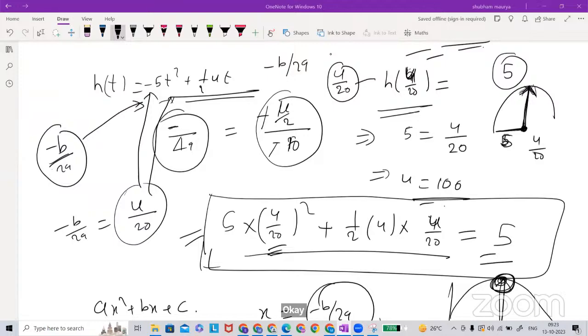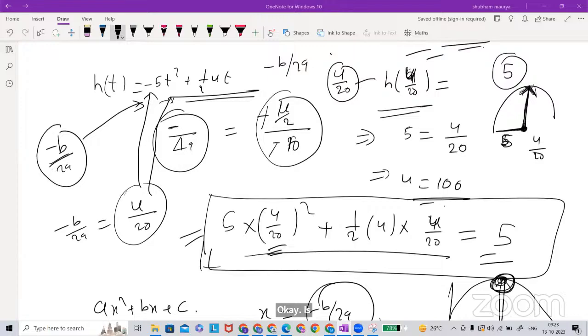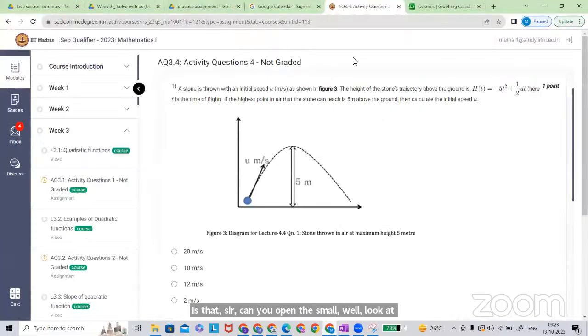Kushal, yeah, hello. Sir, it's saying that you cannot start screen share while other participants are sharing. So you cannot share your screen without the host. Can you tell me what is your doubt? Sir, can you open Desmos in your Google Chrome? Okay, I have just opened it here. This one. Okay.